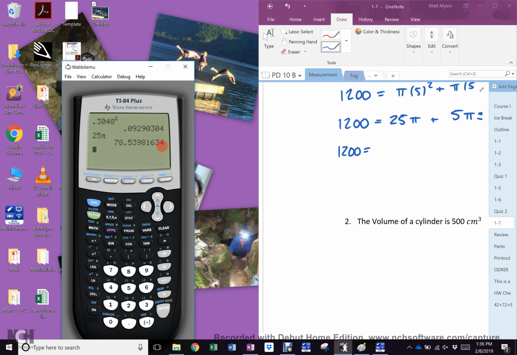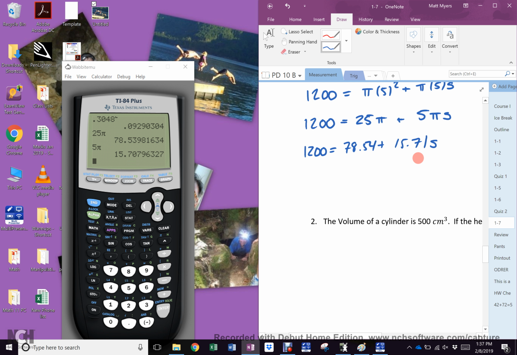Round that off to 78.54, yes? 78.54 plus 5 pi, 15.71, yes? That's the 5 pi, and then there's an s, right? And then it's super easy. How do I get rid of this 78.54? I subtract 78.54 from both sides, minus 78.54.